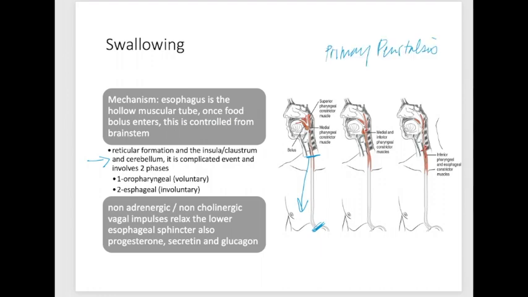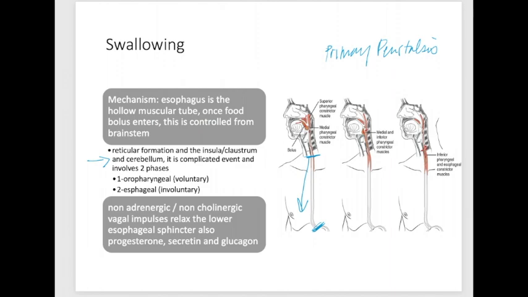And then when the food becomes stuck in the esophagus lumen, the distension of the esophageal wall stimulates a secondary peristalsis, and that is a wave of contraction and relaxation that is independent of that voluntary swallowing. Non-adrenergic, non-cholinergic vagal impulses relax the lower esophageal sphincter. Also, progesterone, secretin, and glucagon will relax the lower esophageal sphincter.